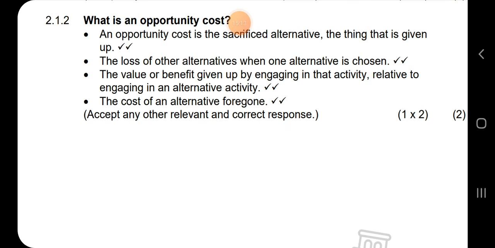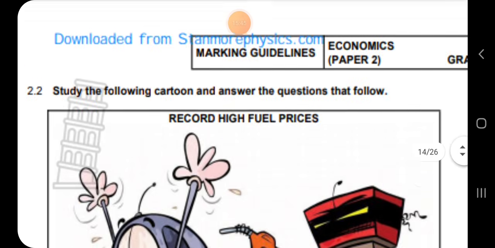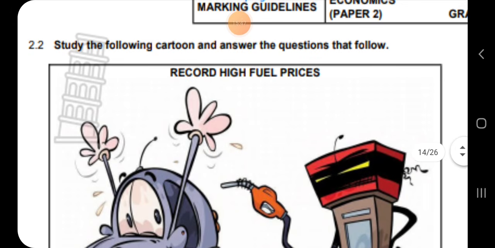So what is an opportunity cost? You're asked to explain what is an opportunity cost. An opportunity cost is the sacrificed alternative, the thing that is given up. Opportunity cost is you choosing one thing by giving up another. Okay, not having both of those things. That is opportunity cost in simple terms. If you have said anything like that, because they say any other relevant answer, you have gotten your full 2 marks. Okay, you should know what is an opportunity cost. It's a sacrifice you make. You lose the one while you gain the other. You can not have both.